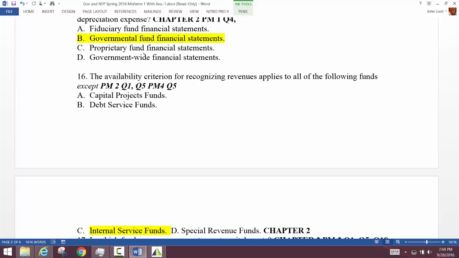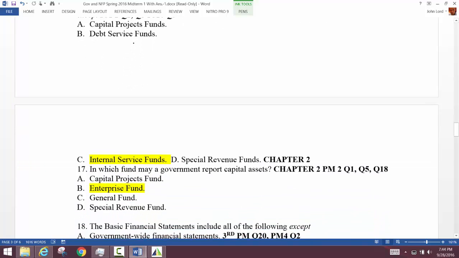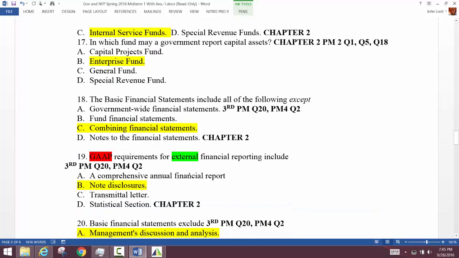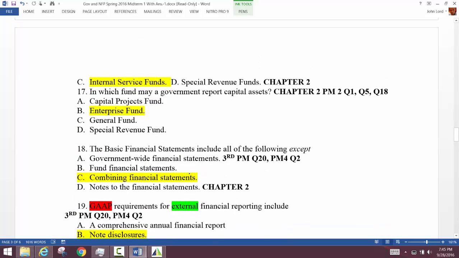Okay? Okay, good. Let's take a look at number 17. In which fund may a government report capital assets? All of these others are governmental funds. Only the enterprise fund is not a governmental fund, and all of the other funds report capital assets, right? In the government-wide statements. Question? Is there a question on that one?